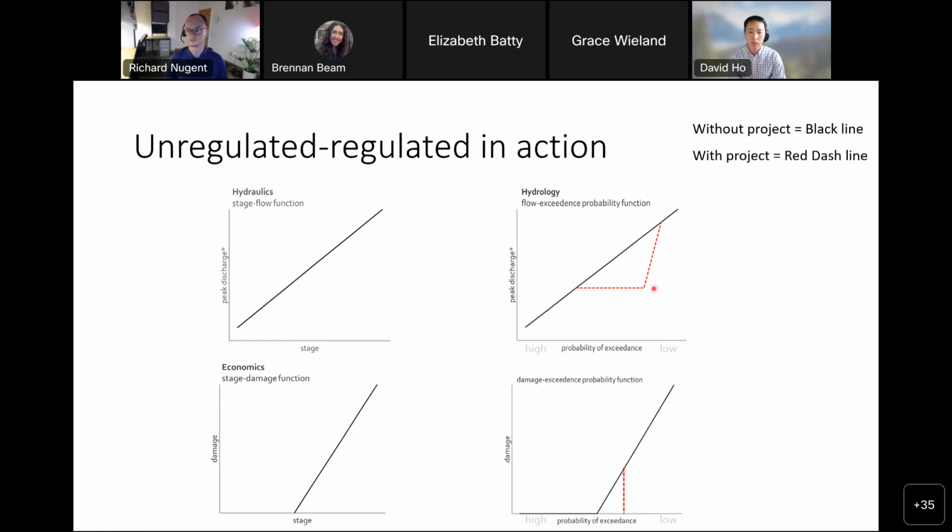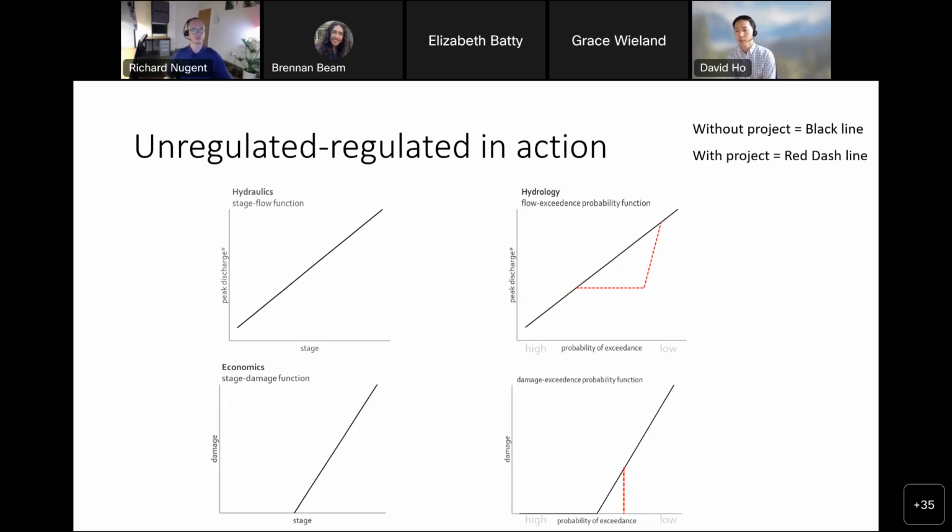And so what this curve is saying, this dashed red line, is that if you incorporate this project, for this range of probabilities, this is going to be the peak flow discharge. Right, so this is as opposed to if you didn't have your project, you're going to have higher flows, because you don't have any of those flows being stored.